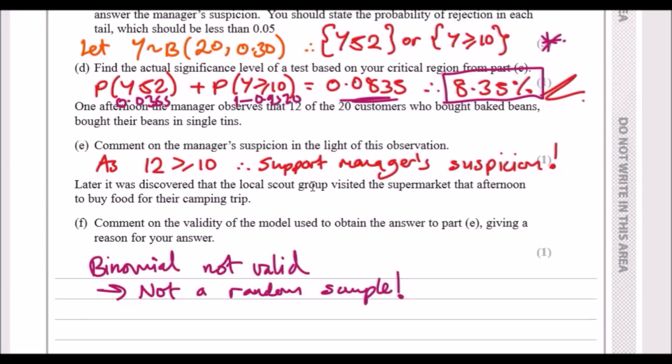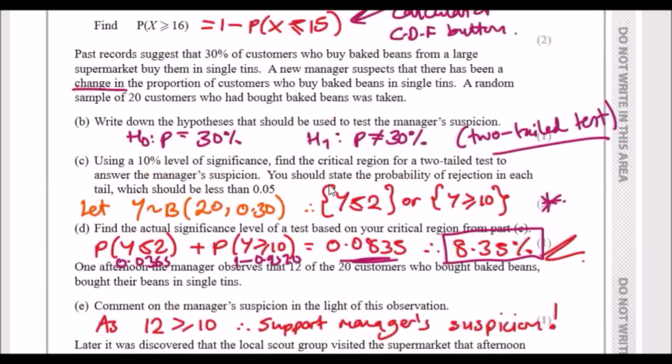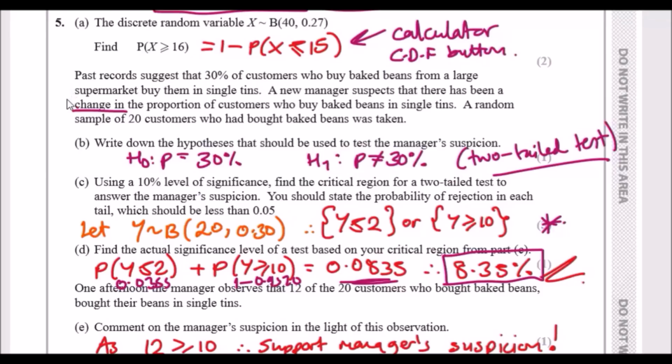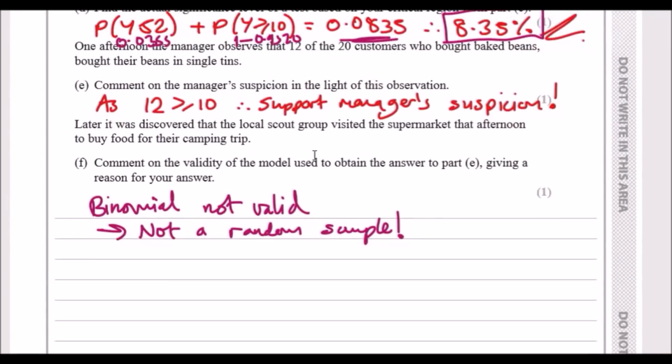One thing you need to know about binomial distribution is that the sample must be random, and you spot the words here, a random sample of 20. If you have a random sample, it's binomial. This one is not random, so it's not binomial. And that's it. That's all you have to say. Binomial is not valid as it's not a random sample.